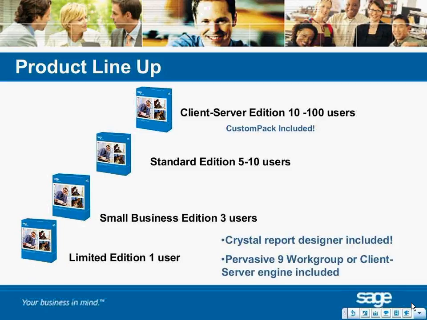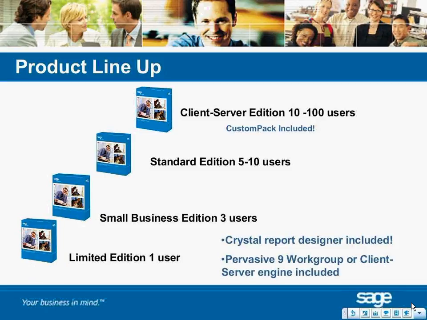Now, the users I should mention are concurrent users. So that means the number of users that are logged into the system at one time. Okay, so for example, the small business edition, you may install that on 5 different workstations, but only the first 3 people who logged into the database will gain access.